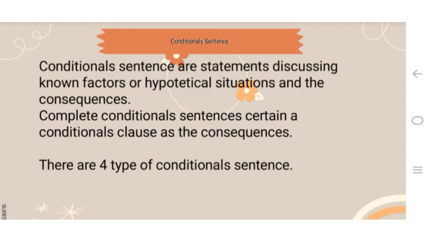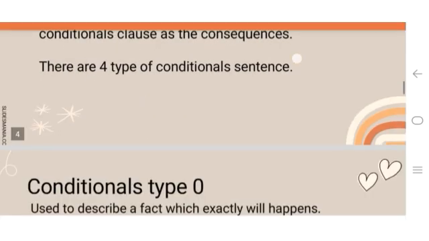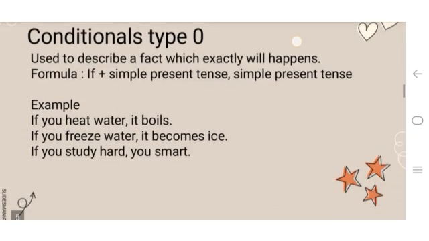Alright, there are four types of conditional sentence. First is conditional type 0. Conditional type 0 is used to describe a fact which exactly will happen. The formula is if plus simple present tense, comma, simple present tense. For the example, if you heat water, it boils. If you freeze water, it becomes ice. If you study hard, you are smart.